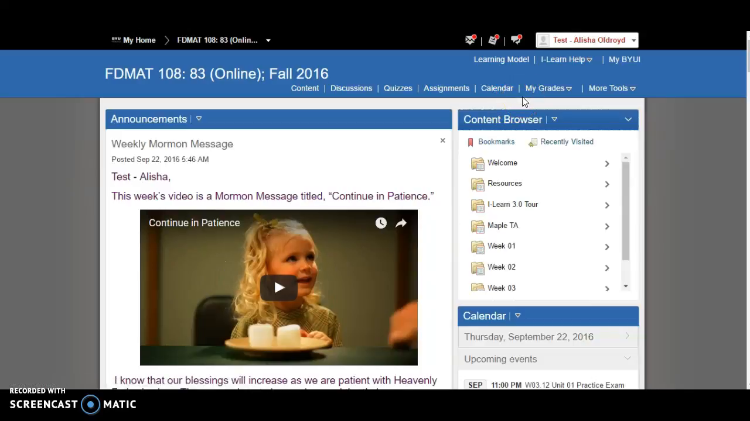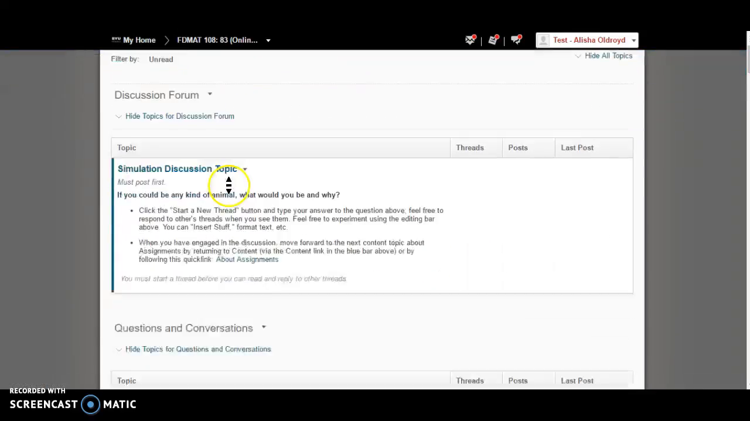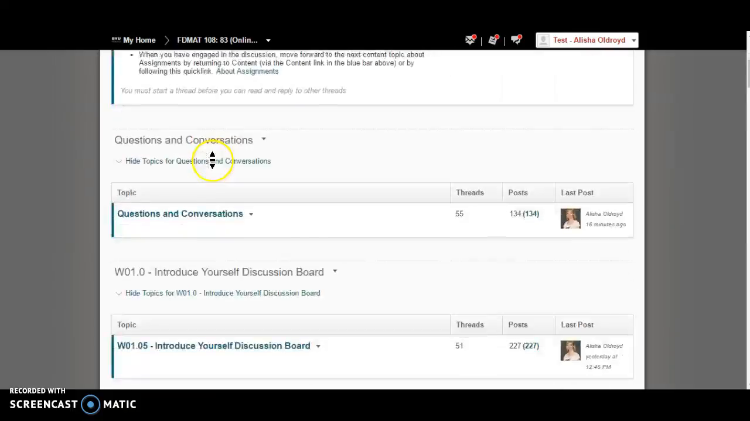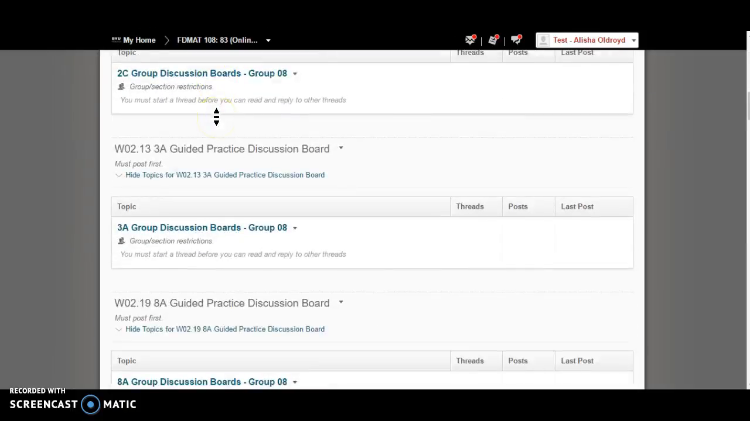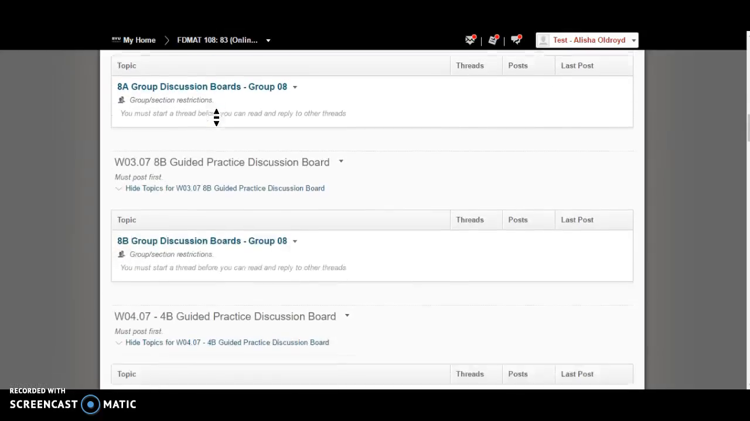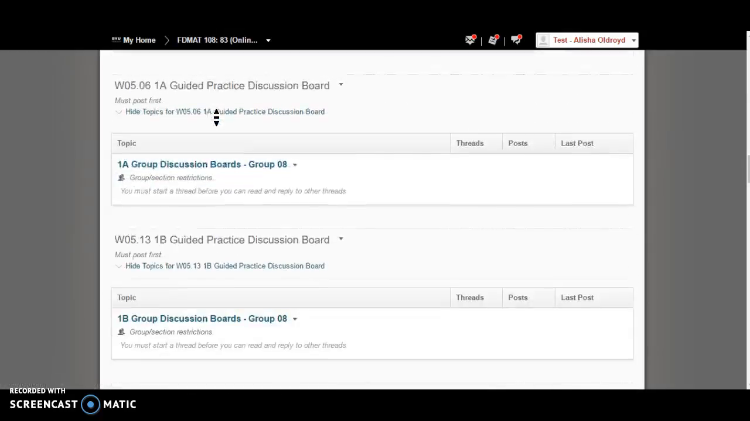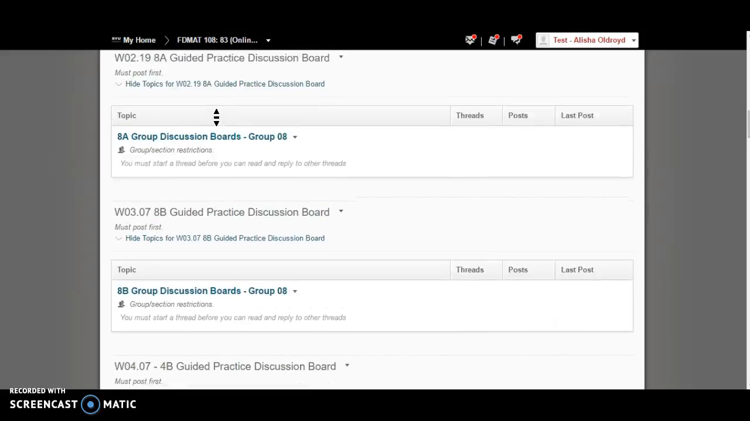So first thing I want to show you is the discussion boards. If you go into discussions, it'll show you all the discussion boards. There's that first simulated topic. There's the questions and conversations. Introduce yourself. Okay, now down here are the discussion boards for all of the assignments, the guided practice assignments.